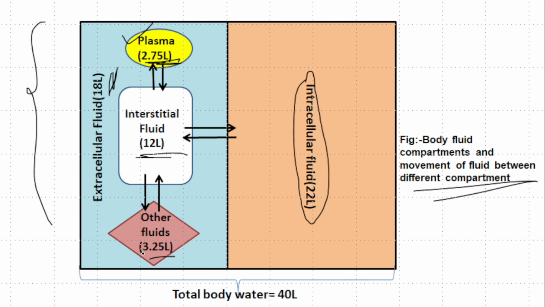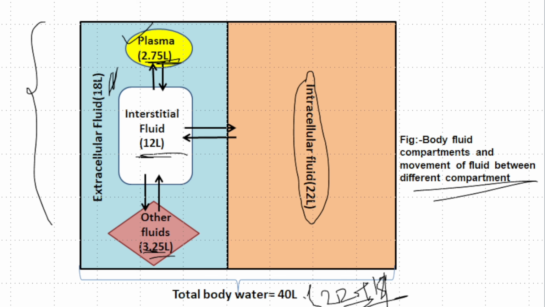So the body fluid components are: intracellular fluid 22 liters and extracellular fluid 18 liters. So almost 22 plus 18, so total body water is 40 liters. And this is the body fluid component and the movement between the different fluid components.